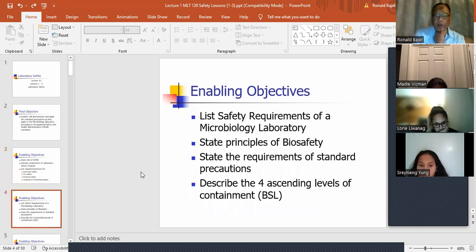Okay, list of safety requirements in the microbiology laboratory, principles of biosafety, requirements of standard precautions. The biosafety laboratories, there's 4 levels of the BSL, biological safety laboratories. And like you heard in the news, the Wuhan laboratory, that's a level 4. And then of course in microbiology, that's a level 1 or level 2. And then public health would be level 3. But the ones that do intense hardcore research, that's the biological safety level 4 laboratory.